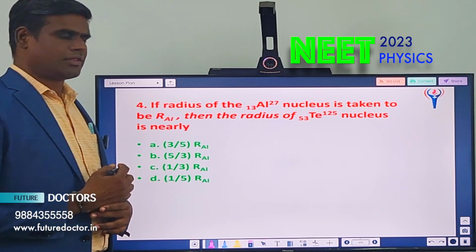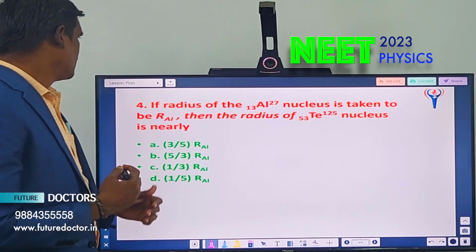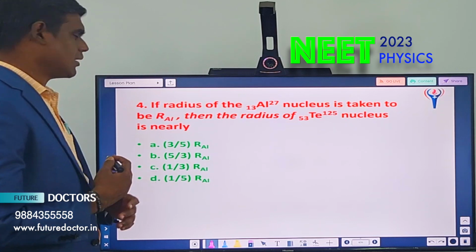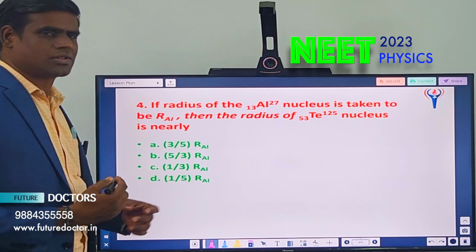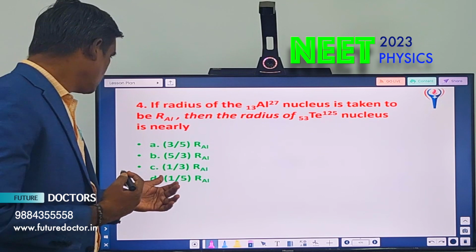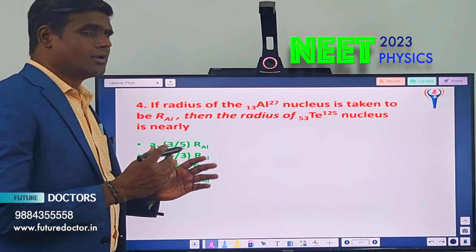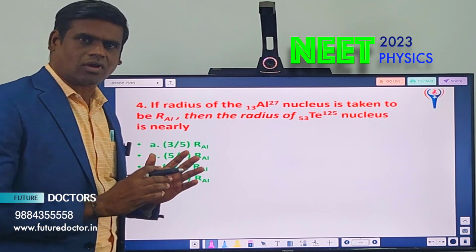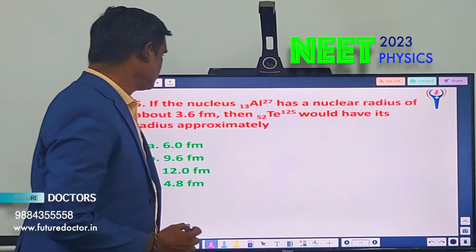If the radius of the Al-27 (atomic number 13) nucleus is taken to be R_Al, then the radius of the Te-125 (atomic number 53) nucleus is nearly dash. A option, 3/5 R_Al. B option, 5/3 R_Al. C option, 1/3 R_Al. D option, 1/5 R_Al. Here you should know the formula for radius with the R naught value and A value, that is the mass number value. By knowing the relation between R and mass number, you will find the solution for this question. Let's move to question number 5.